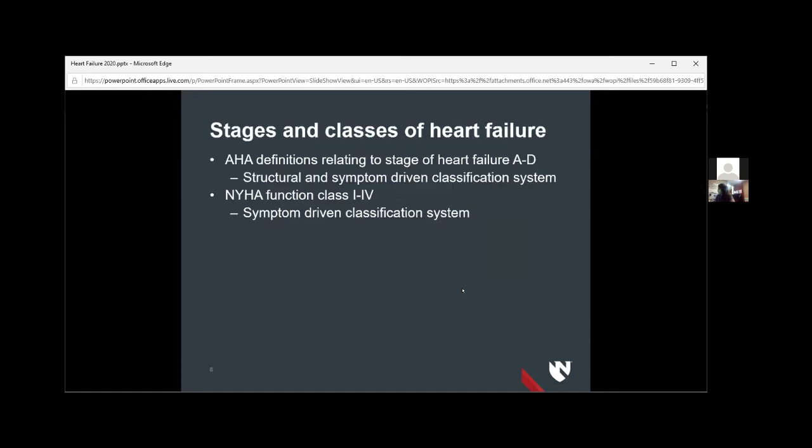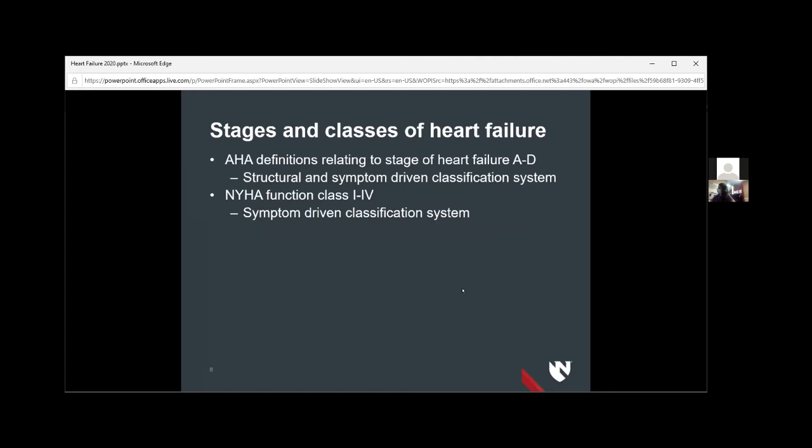When you look at heart failure, the AHA and HFSA are two organizations that look at how to classify heart failure. The American Heart Association does this by staging. They look at both structure and symptoms. The New York Heart Association functional class for heart failure is class 1 through 4, and it is truly symptom based.